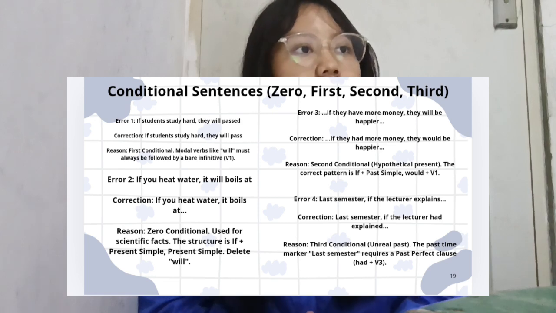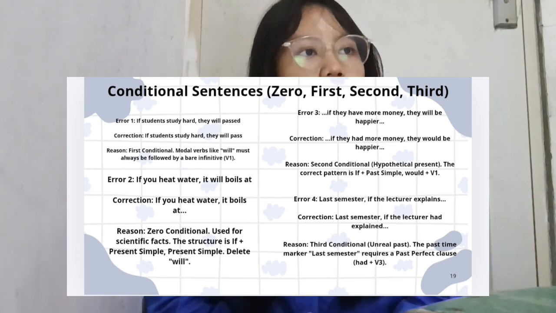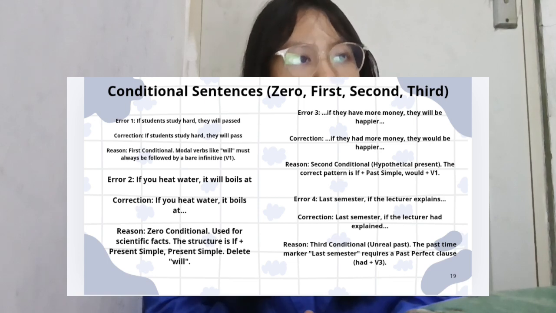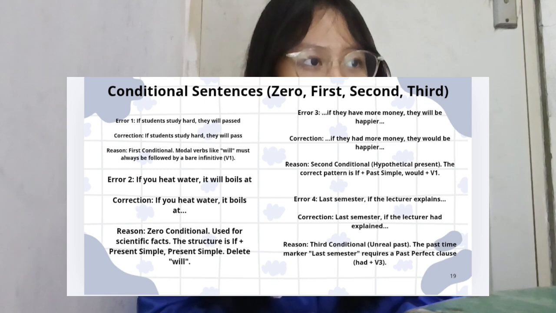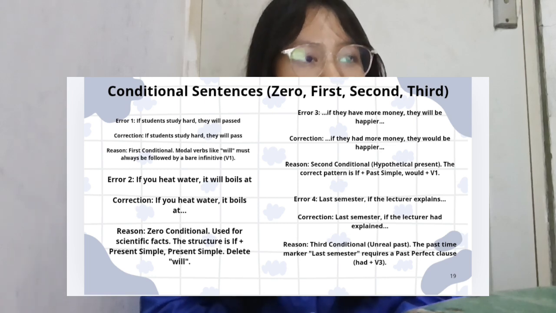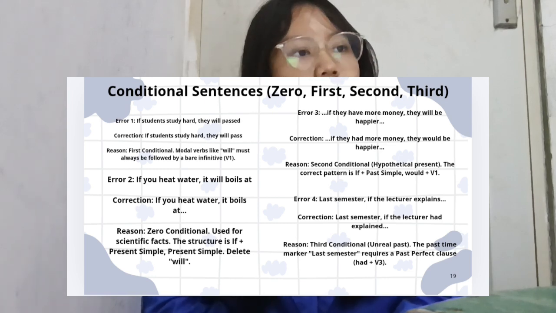Error 3: If they have more money, they will be happier. Correction: If they had more money, they would be happier. Reason: Second conditional, hypothetical present. The correct pattern is if plus past simple, would plus verb 1.